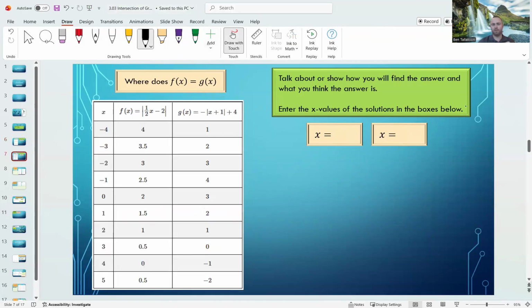Now you should have a better grasp on this one if you struggled with that last one. So give it a try. All right, you should have seen -2 and +2 both share the same f of x and g of x. So those are our answers.